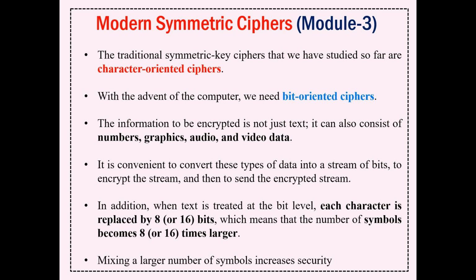But with the advent of computers, we needed bit-oriented ciphering, because the information can be of any form, like graphics, like audio or video data. Initially it was analog format, which was converted to digital format. But if digital data is there, naturally we will have 0s and 1s in different patterns, lakhs of data that we are handling. In that case, this symmetric key cipher needs a modification. The conventional character-based ciphering is not suited for the requirement.